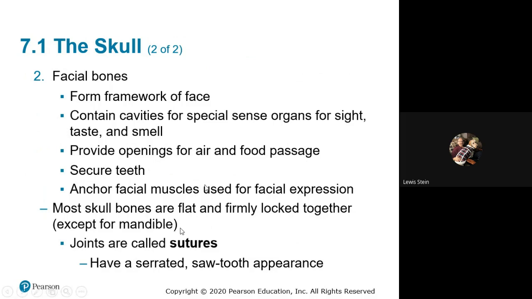Most of the bones are flat. Only one of them moves, the mandible, your lower jaw. Of the entire skull assembly, the only bone that moves is the mandible. That's what makes it unique. We'll get into the construction of the joints in a subsequent chapter, but the sutures are something that you see if we look at any skeleton.